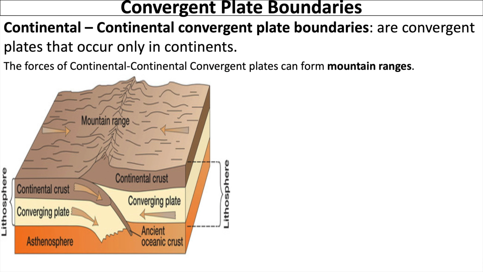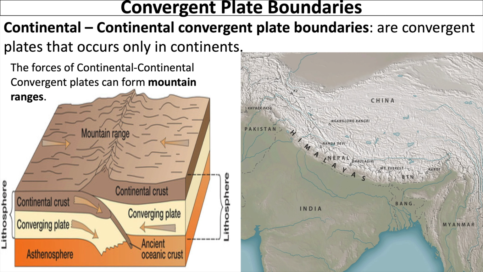Next, another type is continental convergent plate boundaries. Continental convergent plate boundaries are convergent plates that occur only in continents. The forces of continental convergent plates can form mountain ranges. As you can observe in the image to the left, the pressure formed by the subducting continental crust into the other continental crust forms a huge dome of mountain ranges that can stretch all the way from many miles away.